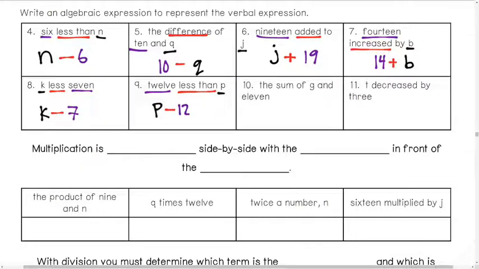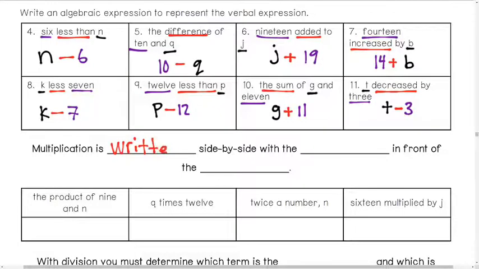p subtract 12. Number 10, the sum of g and 11. So sum, that tells me it's addition. G and 11, it tells me the order. So g plus 11. Number 11, decreased by, and we have t is decreased by 3. So it's decreased by 3. That means that I take t and I get rid of 3. So that would be t minus 3.